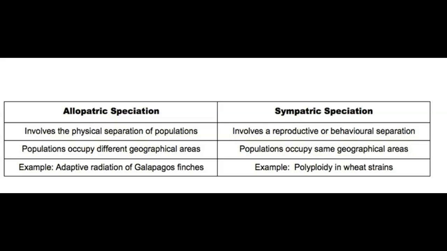So let's look at these. Allopatric speciation involves physical separation of populations. Sympatric involves reproductive or behavioral separation, so they're in the same location. Allopatric, populations occupy different geographic areas. Sympatric, same geographic areas. Allopatric, example, adaptive radiation of the Galapagos finches. Sympatric, polyploidy in wheat strains.